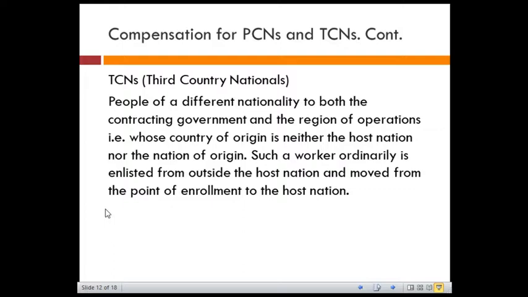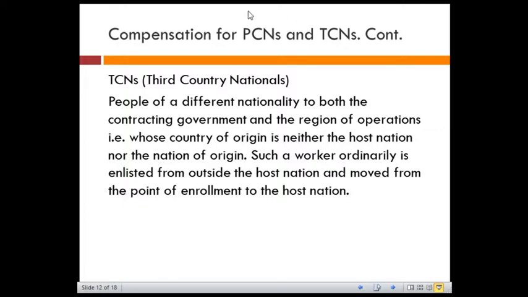Such a worker is ordinarily enlisted from outside the host nation and moved from the point of enrollment to the host. So in this case, we would be doing business in Mexico. Let's say that our home nation is Trinidad. We could have a third country national coming from somewhere else, maybe from one of our international businesses that is probably located in, say, St. Lucia.